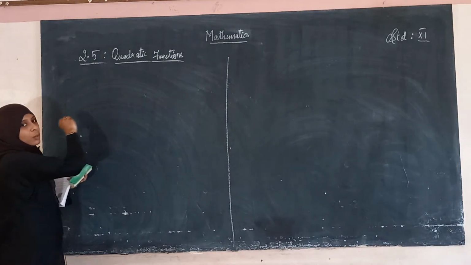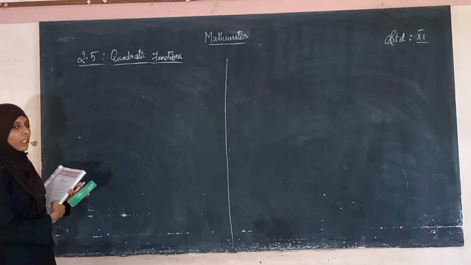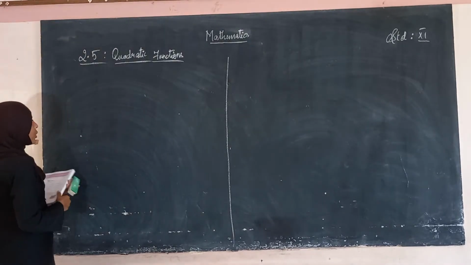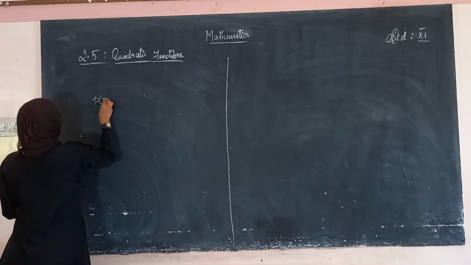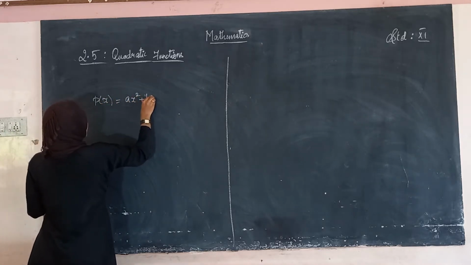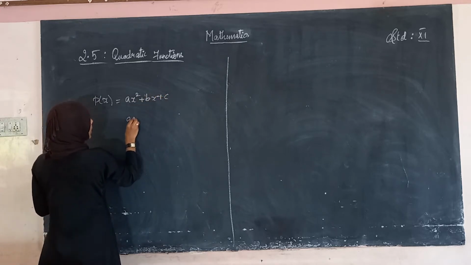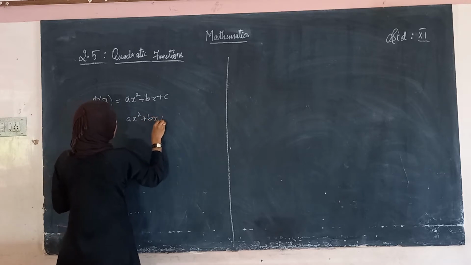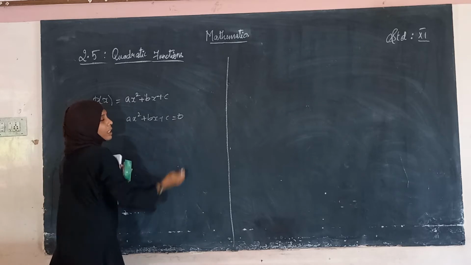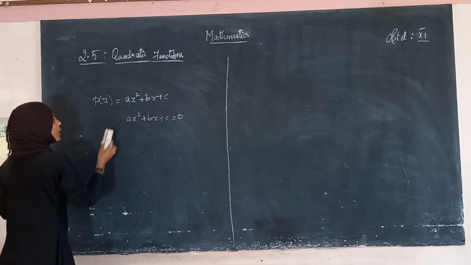The function which involves the quadratic polynomial is said to be the quadratic function. It will be in the format p of x is equal to a x square plus b x plus c. What is the quadratic equation? When we write a x square plus b x plus c is equal to 0, this is the quadratic equation. The function involving this quadratic form is said to be the quadratic function.